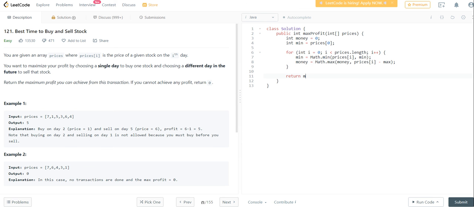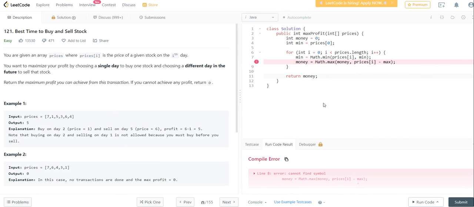Then we're just going to return the money, because we want to return the maximum amount of profit that we can make. And whoops, my bad. This isn't max, this is min.